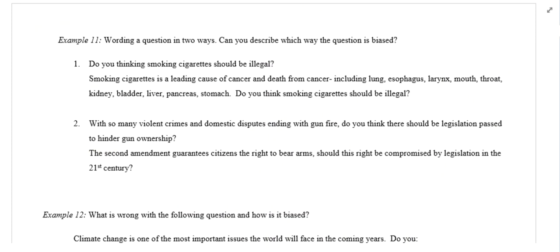So number one, here are two questions. Do you think smoking cigarettes should be illegal? And the same question asked this way: Smoking cigarettes is the leading cause of cancer and death from cancer, including lung, esophagus, larynx, mouth, throat, kidney, bladder, liver, pancreas, and stomach. Do you think smoking cigarettes should be illegal? Okay, so in this situation, one of them is unbiased. Can we tell which question is unbiased? Yeah, the first one. They just asked a question that was unbiased. So this first question is unbiased.